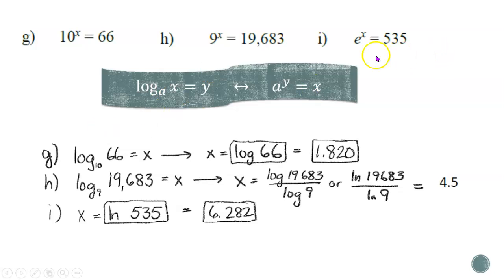9 to the 4.5 power does equal 19,683. And then e to the x equals 535 in logarithmic form would be log to the base e of 535 equals x. And then log to the base e, that's the ln. So that's the natural log, not the common, the natural log. So the ln of 535 is 6.282.